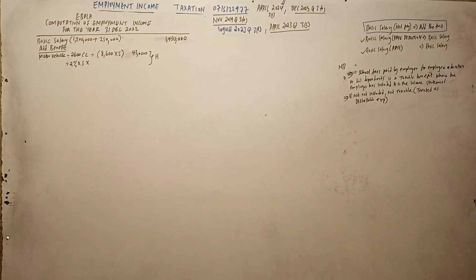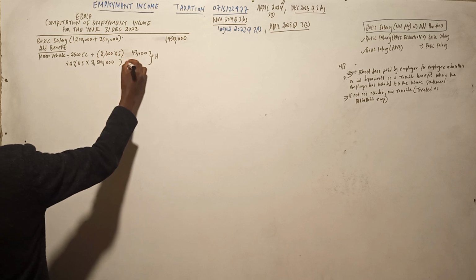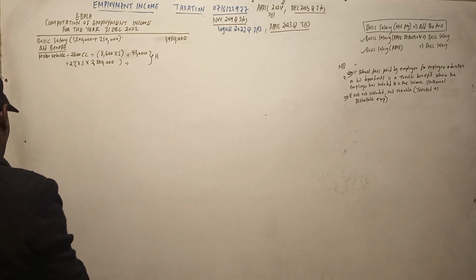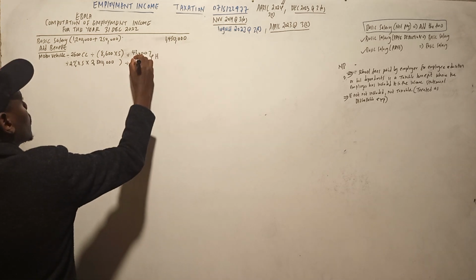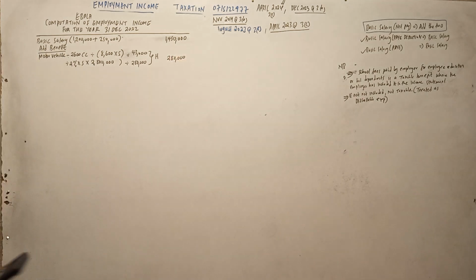So the cost of that item, what is it? Where is it? It has disappeared again. 2.8. So 0.02 times 5 times 2,800,000 gives 280,000. So you pick the higher. The higher is 280,000. From there, we go to the next item.